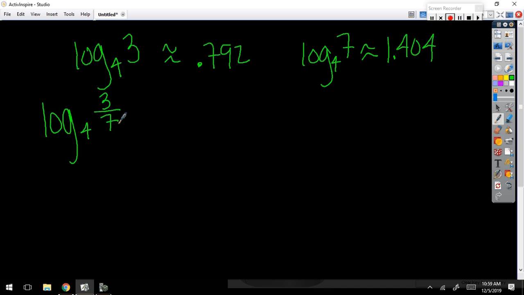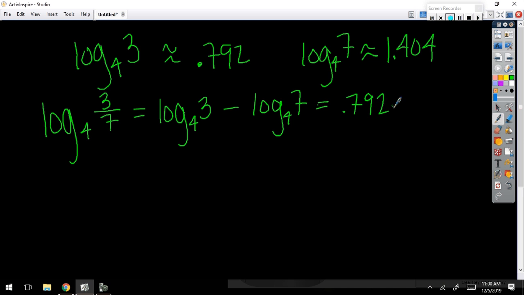Split it up. How might I split that up? What is log base 4 of 3? 0.79. What is log base 4 of 7? So approximately I would get negative. So that one was easy.